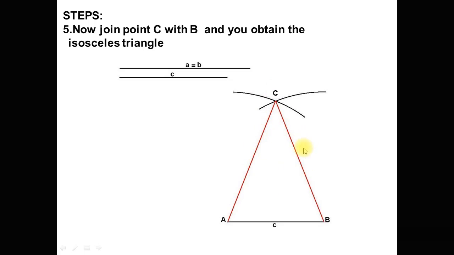In this isosceles triangle, this red color represents that the lengths of these two sides are equal, and the length of this side is different as compared to side AC and side BC. And we can simply say that this is side small a, this side length is small b, and the length of this side is represented by small c.